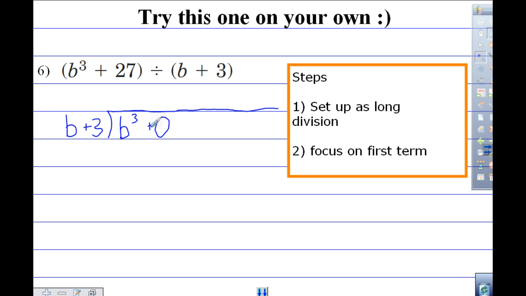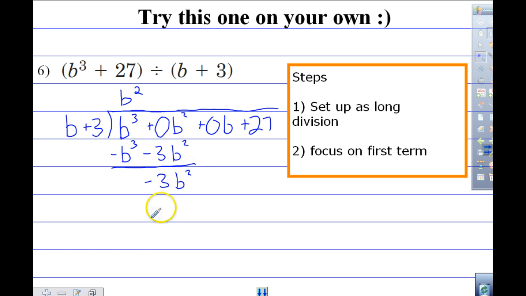Put in 0b to the second plus 0b plus 27. Focus only on the b's. So what times b is b to the third? It's b to the second. Let's do some multiplication and change the sign. B to the second times b is b to the third. Change the sign. B to the second times 3 is 3b to the second. Change the sign. Add them up. There you go.